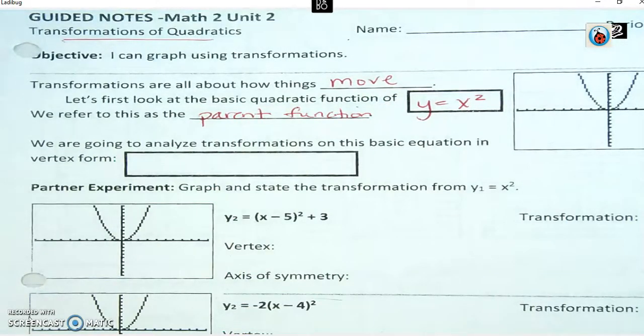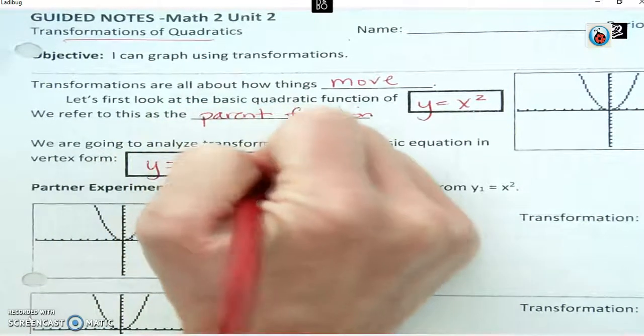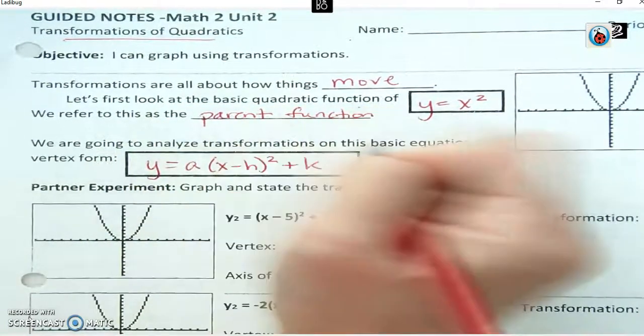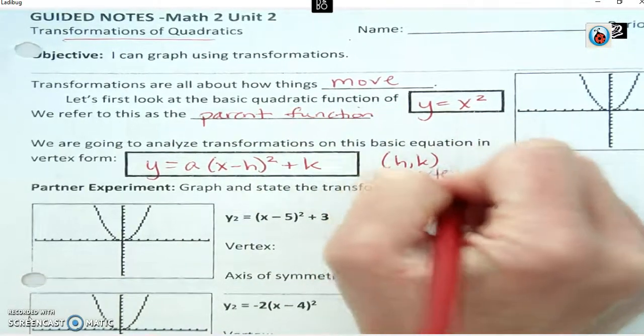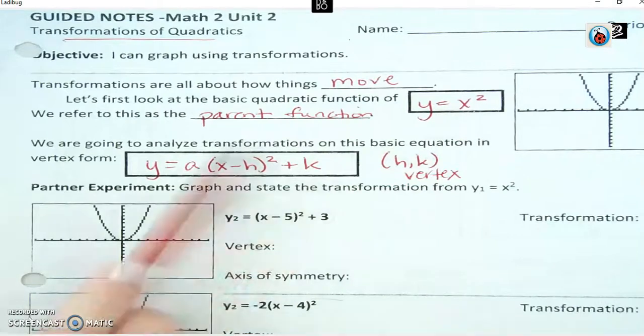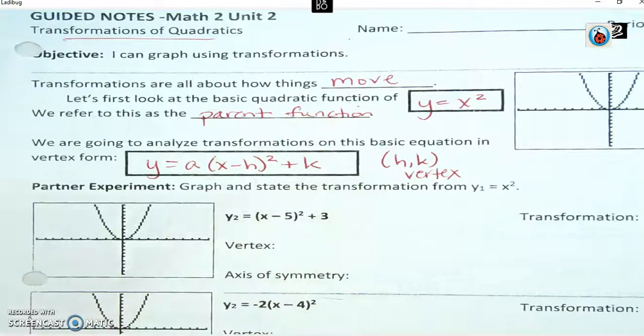We are going to analyze transformations on this basic equation in vertex form. Remember that vertex form is y equals a times (x minus h) squared plus k. And remember that h and k are your vertex. You do the opposite of what's in parentheses and you keep this one the same.